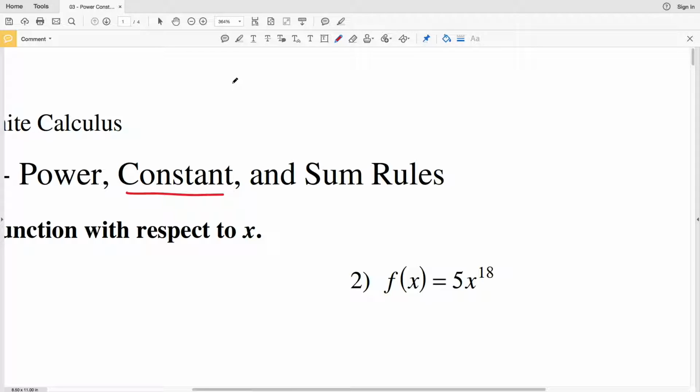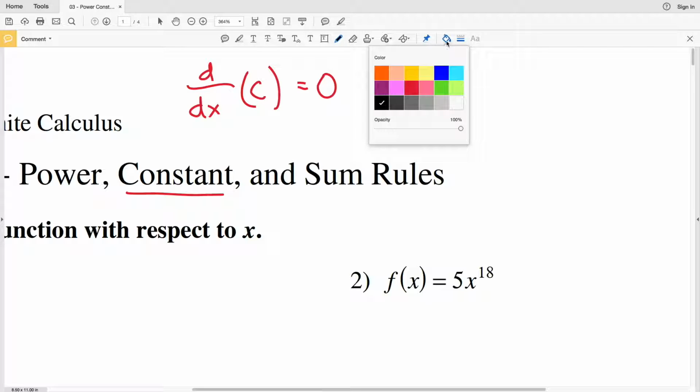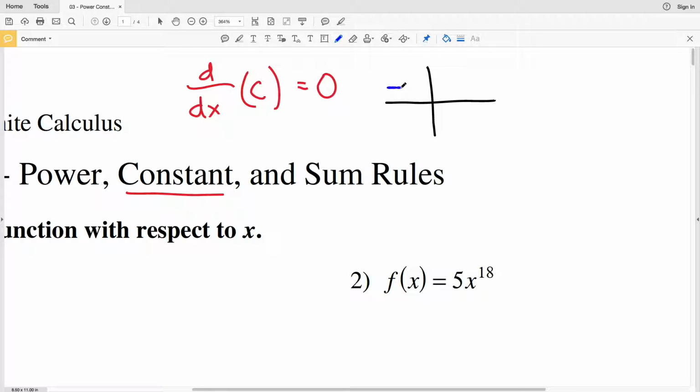The constant rule says that if c is a real number, then the derivative with respect to the variable, so with respect to x, of a constant c, that is going to be equal to 0. Because if you think about it, a constant, when graphed, is a horizontal line with a slope of 0. So the tangent line always has a slope of 0, therefore the derivative is always 0.